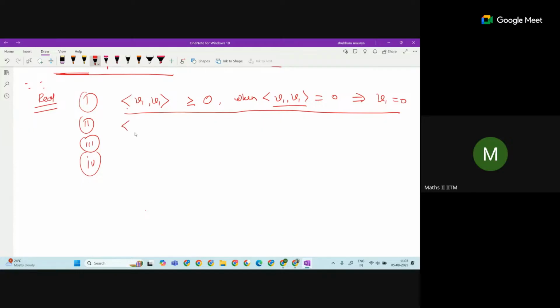The second rule is v1 plus v2 comma v3. When I am adding from the left side, I'm adding two vectors. The third one is this one, which is called the triangle inequality. This is less than or equal to v1 comma v3 plus v2 comma v3. This is the second rule.